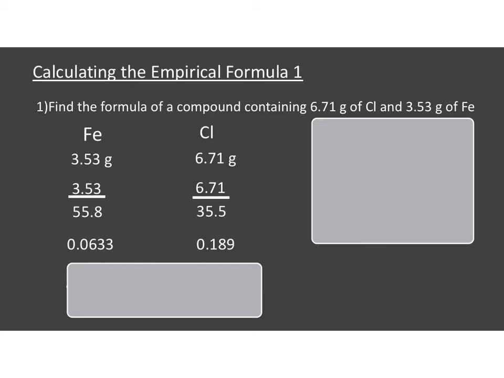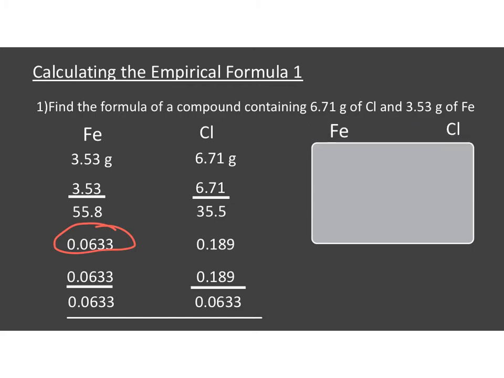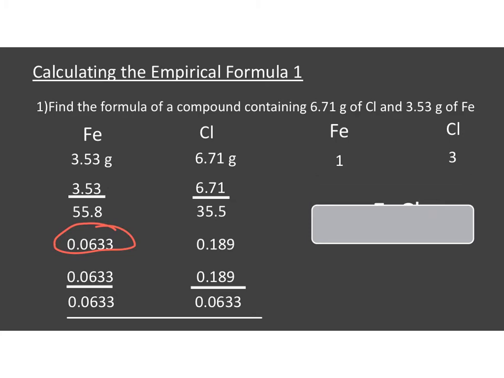And obviously we don't want to write the formula like that. That wouldn't make sense at all. We need a whole number ratio. And the easiest way to do that is divide by the smallest number in the ratio. Our smallest number in the ratio is, of course, the iron. So we do that for both, and we will end up with the following ratio. Iron will become 1, and 0.189 divided by 0.0633 becomes 3. So therefore our empirical formula is FeCl3.